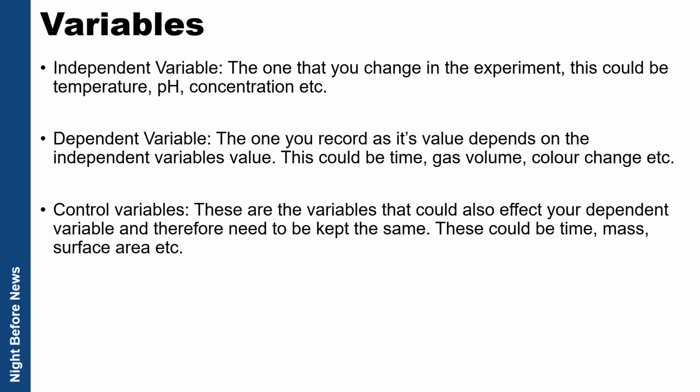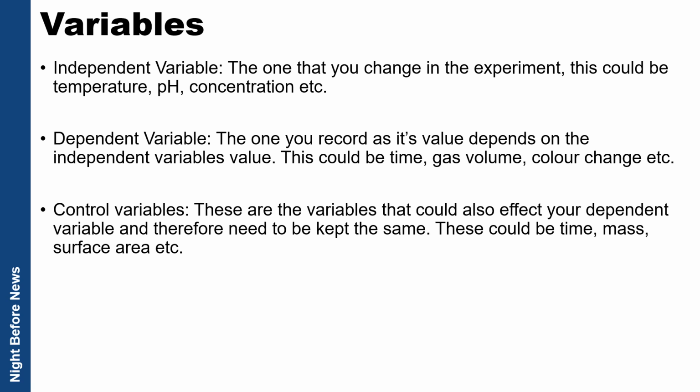Variables and understanding them again is a key aspect of chemistry paper 1. Same as all papers, your independent variable is the one that you or the person carrying out the experiment has chosen to change, and they've decided the values of those things. So in chemistry this could be temperature, pH, or it could be the concentration of a solution in moles per decimeter cubed.